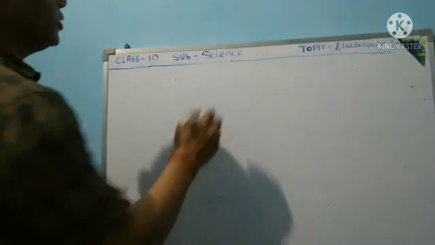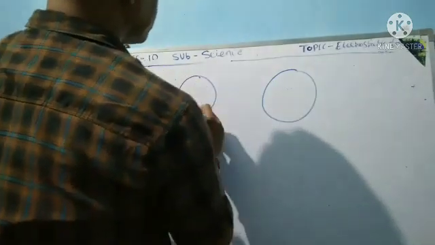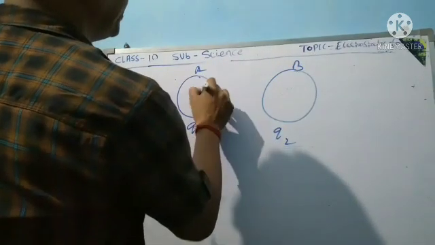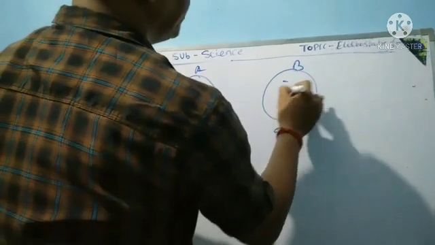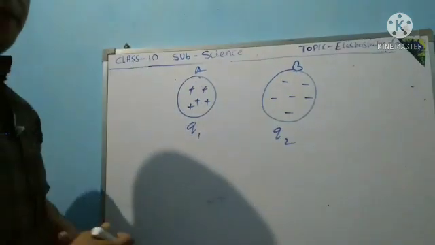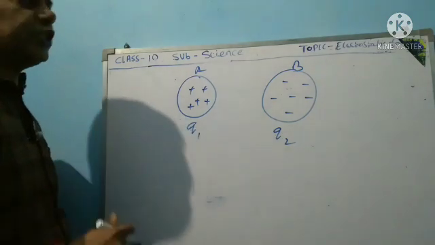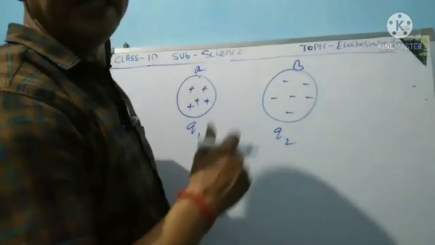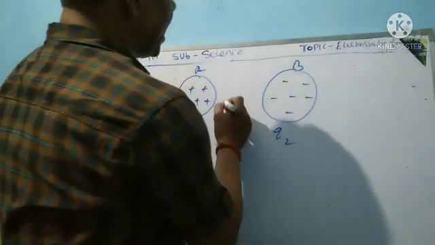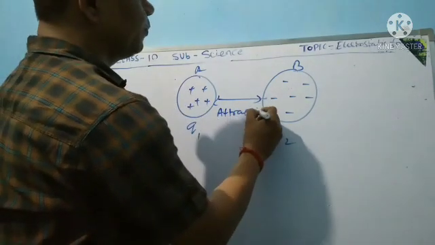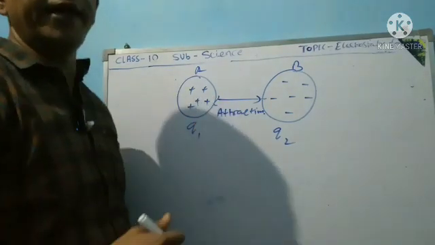I explain the charges of two charges, Q1 and Q2, which I call A and B. If one is positive charge and the other is negative charge, that is, unlike charges, they attract together. That means there is attraction between the two charges Q1 and Q2.